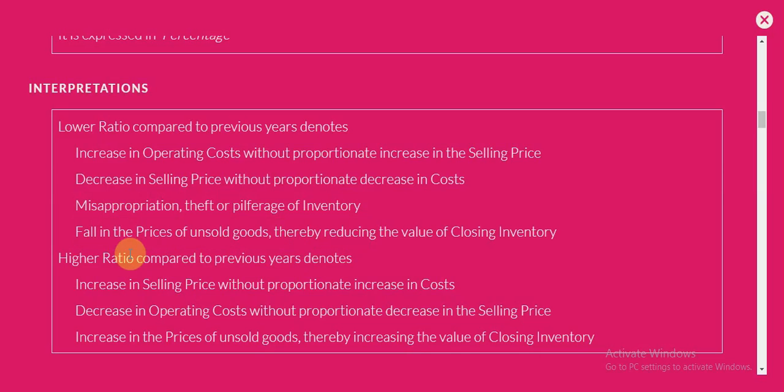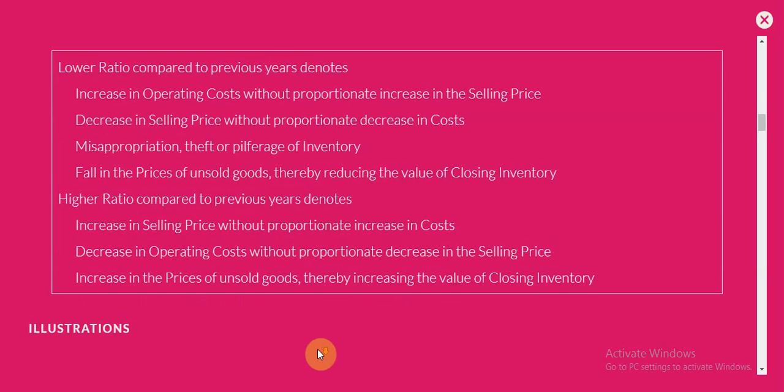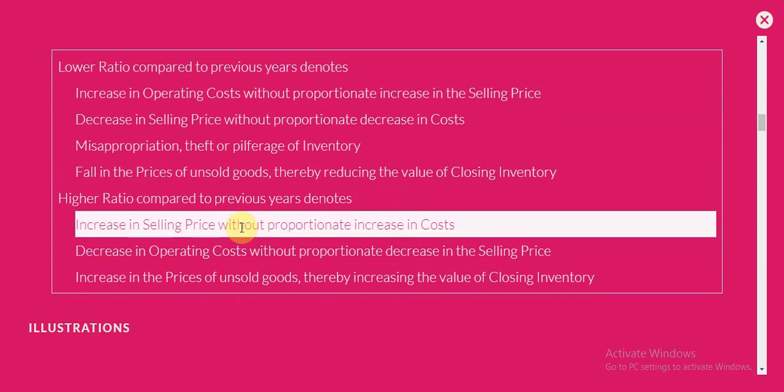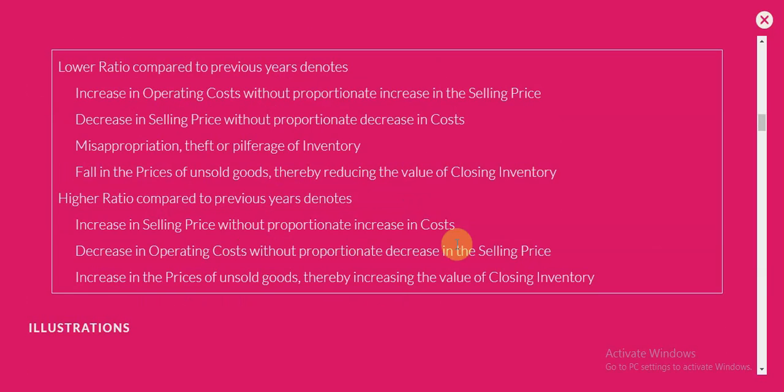Higher ratio can denote the following things. It is just the inverse of lower ratio, we will anyways see what they are. Increase in selling price without proportionate increase in cost. When selling price increases but there is no increase in cost, then what happens? It's a good situation, it's a good sign. So GP increases. So when GP increases, ratio also increases.